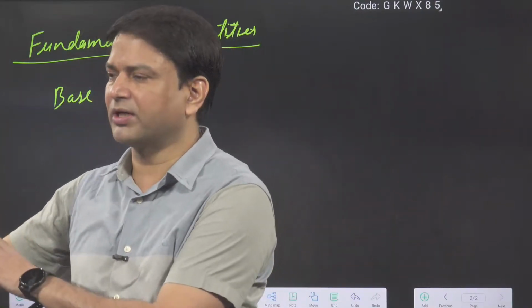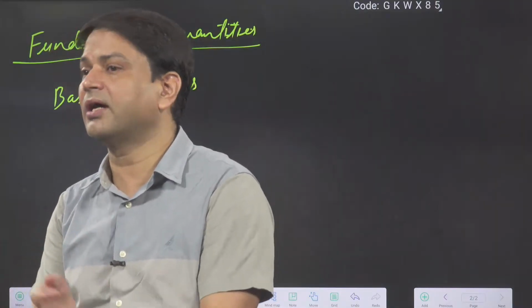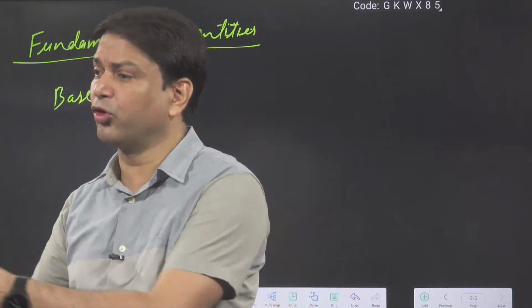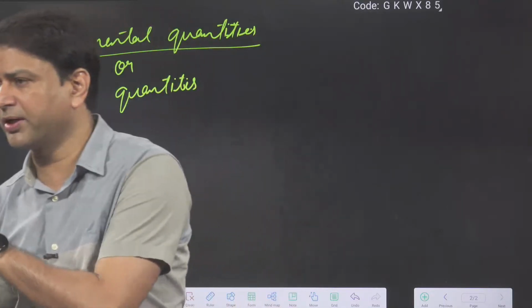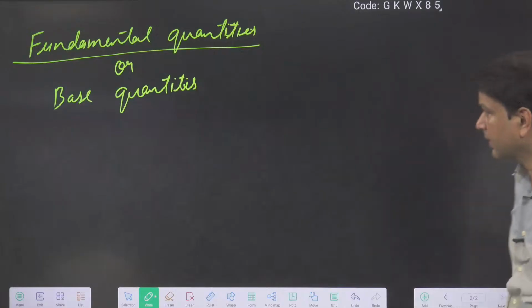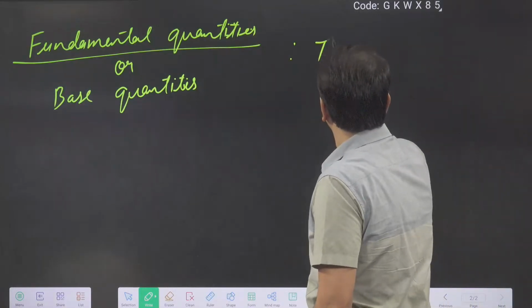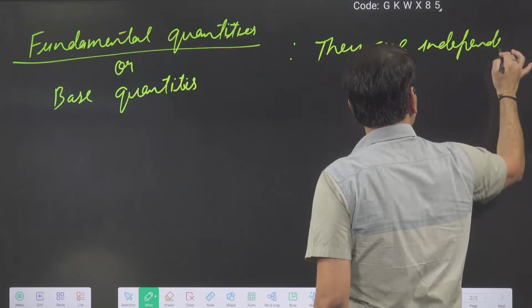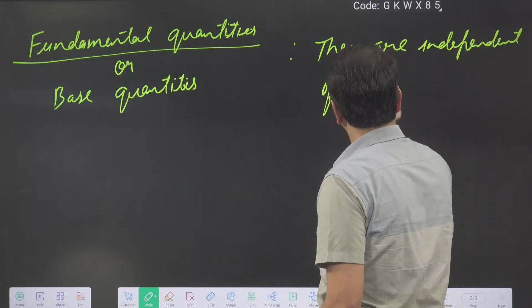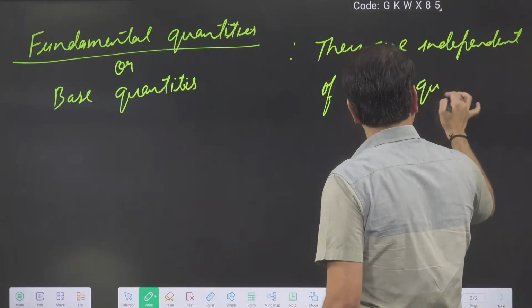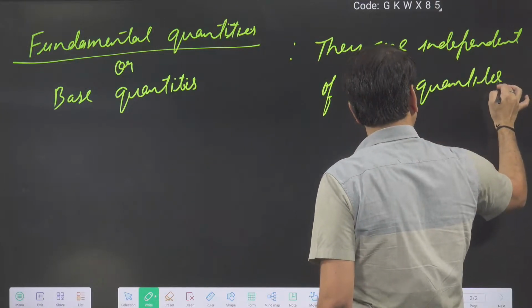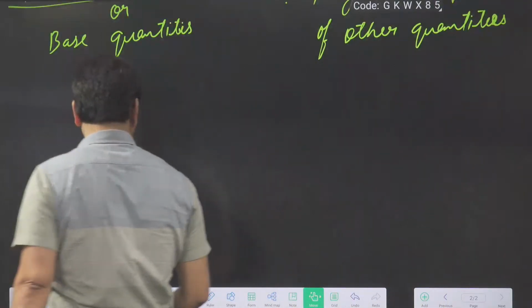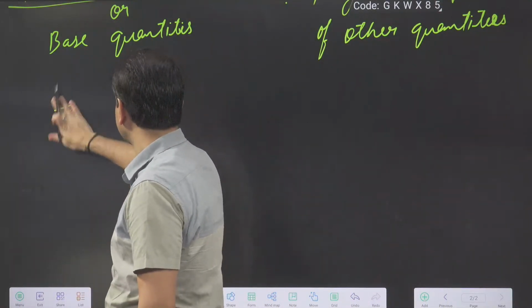The rest of the quantities, except the fundamental ones, are the derived quantities. Like force. Force I can write in terms of mass, length and time. So force is derived. Everybody got it or not? So how many fundamental quantities are there? There are 7 fundamental quantities.